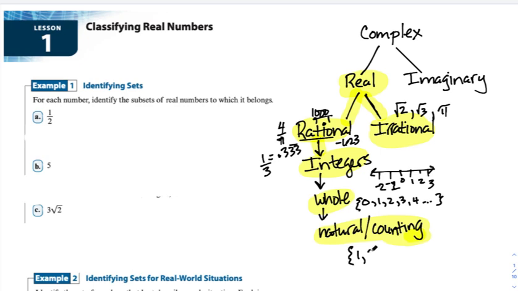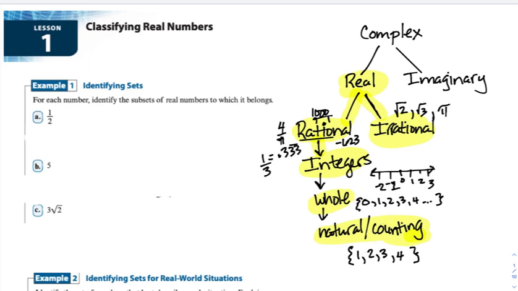And finally, counting numbers, I like to think about them as kindergarten numbers. We don't really teach the little kids about 0. We try to teach them to count 1, 2, 3, 4. So natural numbers and whole numbers are very close, except for this one element in the set, 0, that whole numbers have that natural numbers don't.